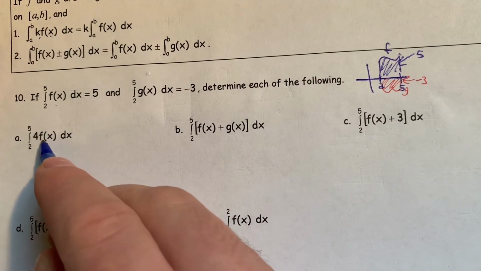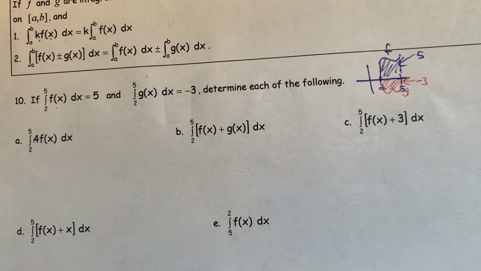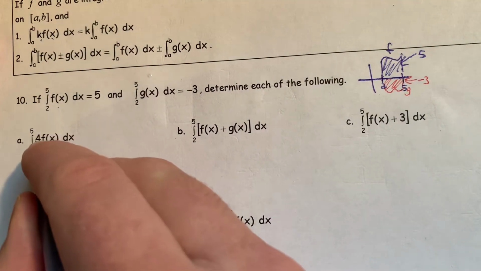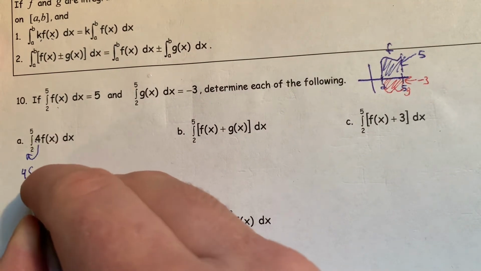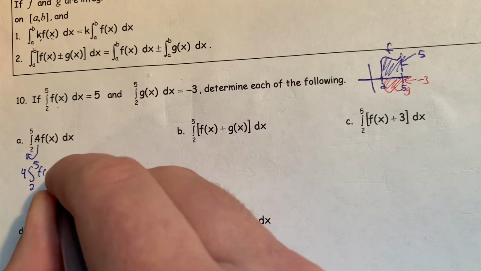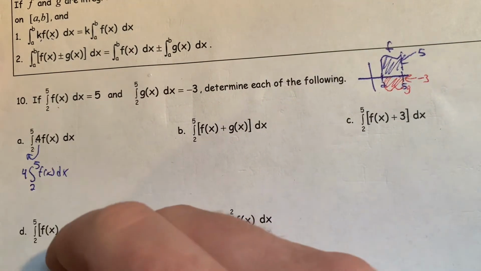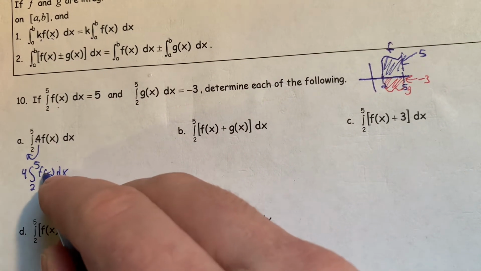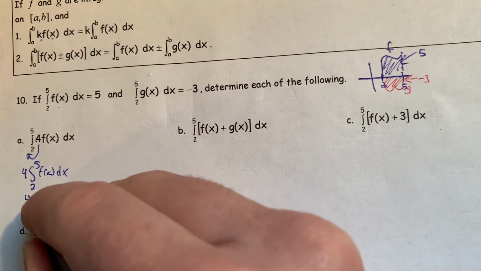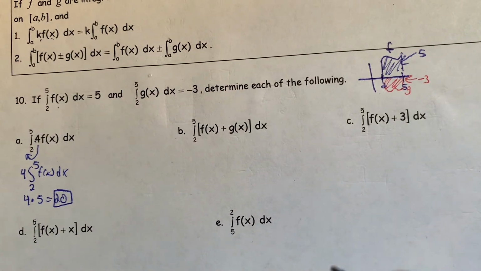What is the integral from 2 to 5 of 4 times f of x? I bet you got the right answer, but I really hope you brought the 4 outside of the integral. It's 4 times the integral from 2 to 5 of f of x. And I hope you didn't skip straight to writing the right answer. I hope you saw that you could pull the 4 on the outside. And the integral from 2 to 5 of f of x was 5. So this is 4 times 5, which is 20.